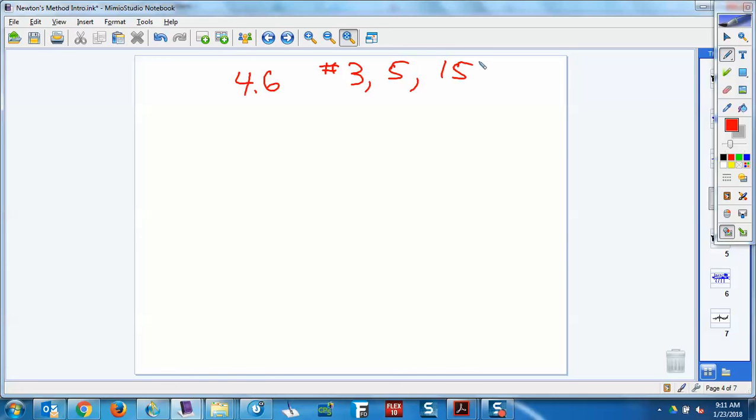For 5, I only want you to do 5A, and that's where I want you to do a table like we just did. Okay, so they give you a different polynomial. They give you the interval 0 to 1, and they say go to 3 decimal accuracy. So pick a number somewhere in the interval 0 to 1 as your guess, and then do a table, like we just did.